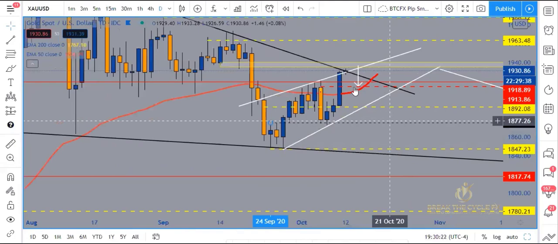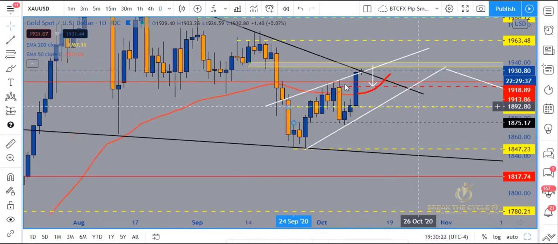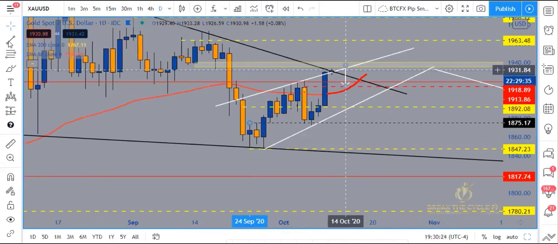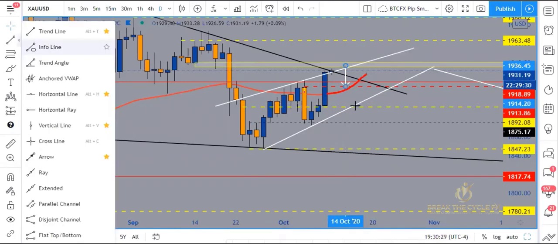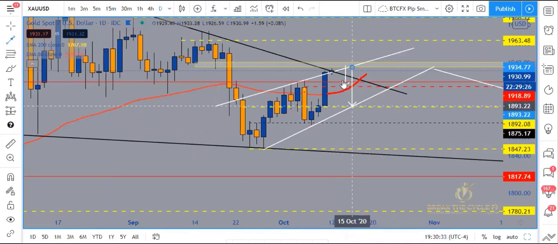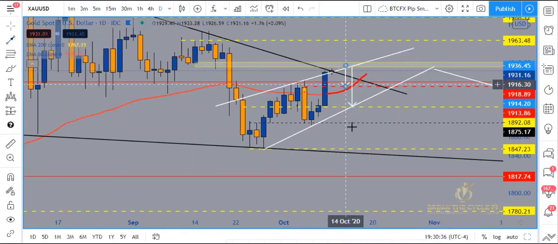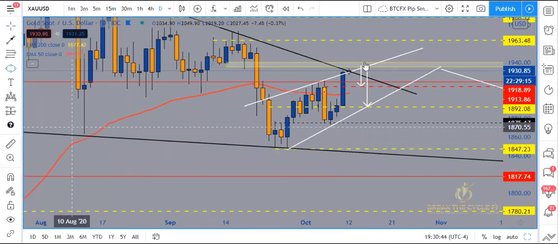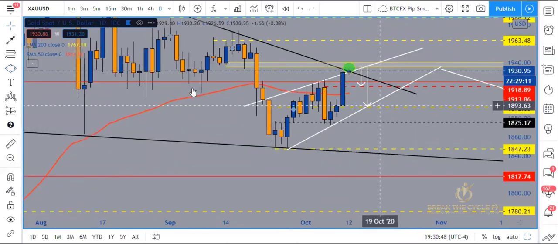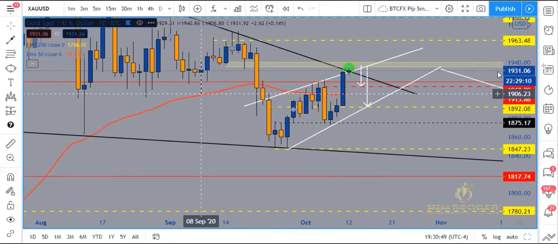See what happens. This is a crucial area, okay? If it breaks, then where are we gonna take it? Take it back down to here, to the next level, to the bottom of our channel. All right. But like I said, we have to see what happens here in this area. Looking for rejection, okay? Anywhere in that area. All right.